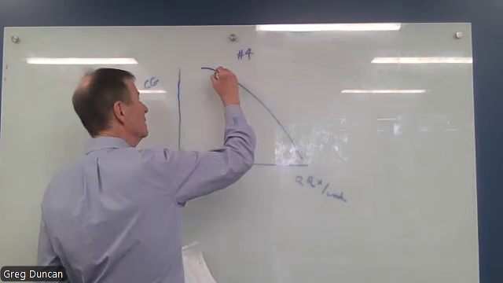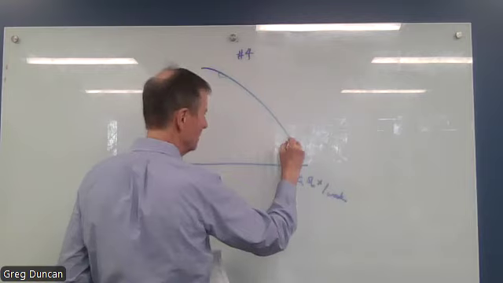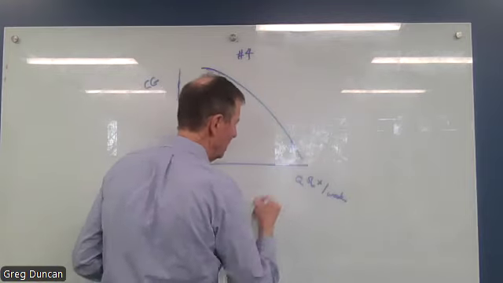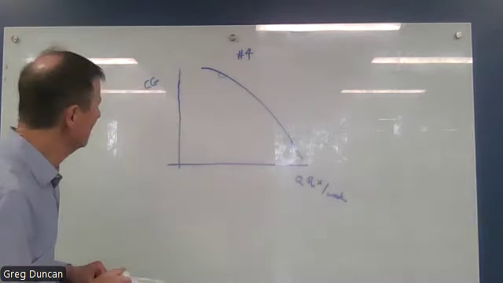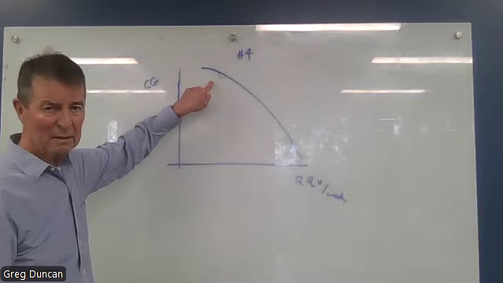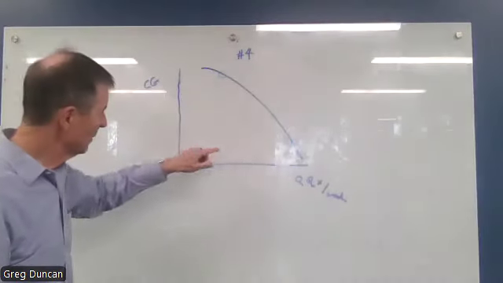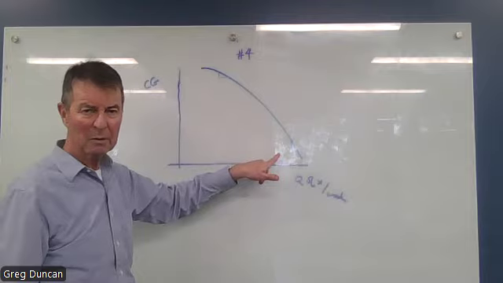And now, the slope is flat up here and steep down here. So the more you have of the composite good, the less you're willing to give up to get X relative to a situation where you've got very little of the composite good.